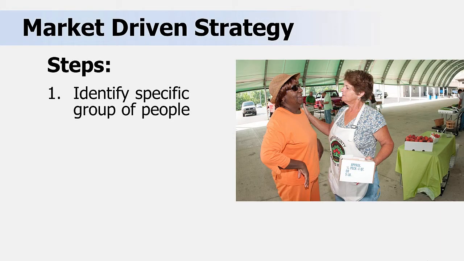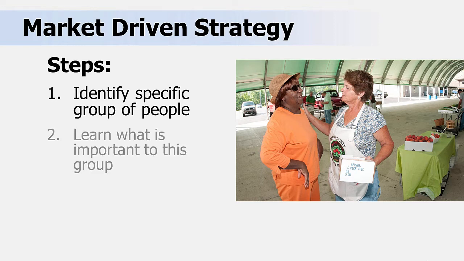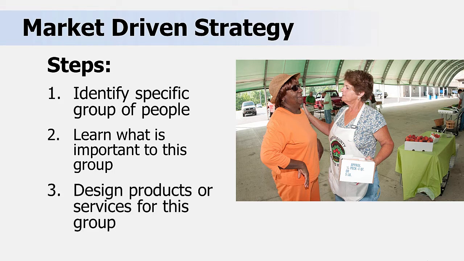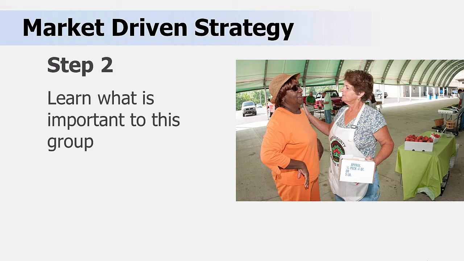There are 3 steps to a market-driven strategy: identifying a specific group of people that have a shared interest, learning what is important to these people as consumers, and developing your products or services based on this information. In this video, we will more closely examine Step 2, how to learn what is important to a group of people or consumers, otherwise known as consumer market research.